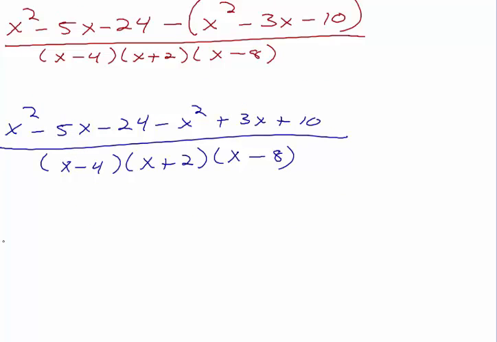So now combine your like terms, right? Is there anything that can combine with x squared? No. Negative x squared. So what's x squared minus an x squared? All right, what's negative 5x plus 3x? What's negative 24 plus 10? Negative 14.